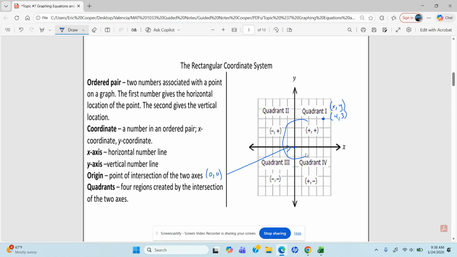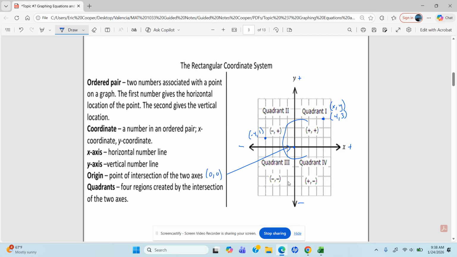Each quadrant has different signs. So for example, the 4, 3 I have in quadrant 1. Anytime I go to the right, it's a positive number, and anytime I go to the left, it's a negative number. So that's why this 4 is positive. And for the 3, I went up 3. When you go up, it's a positive number, and when you go down, it's a negative number. So anything I graph in quadrant 2 will be a negative, positive. So for example, if I wanted to graph this point right here, 1, 2, 3, 4 to the left, so negative 4, 1 up, and positive.